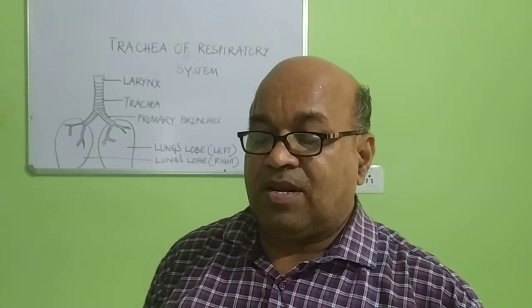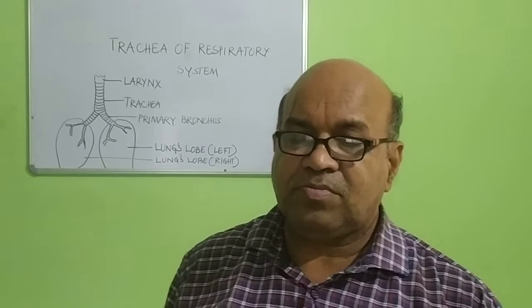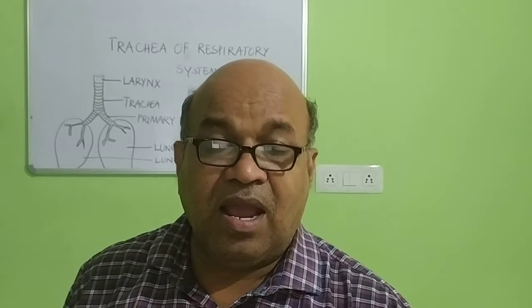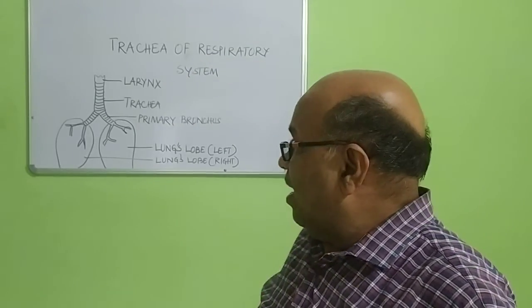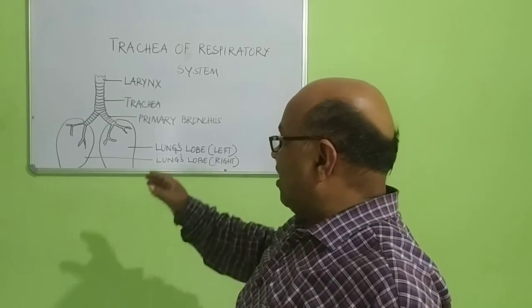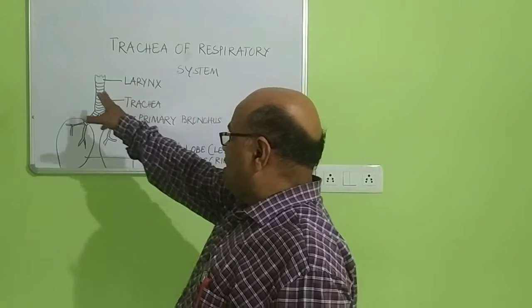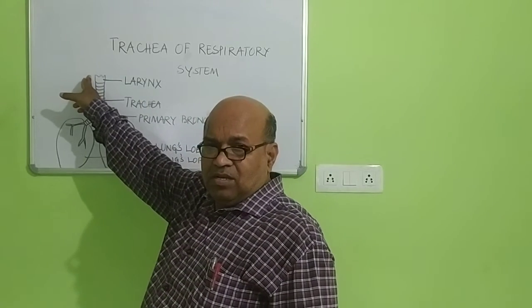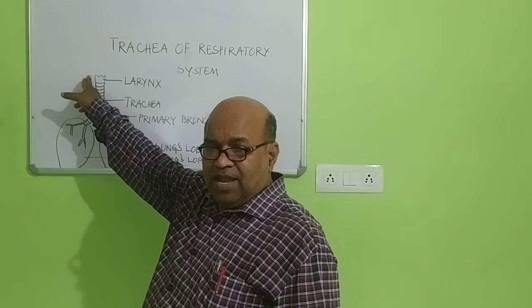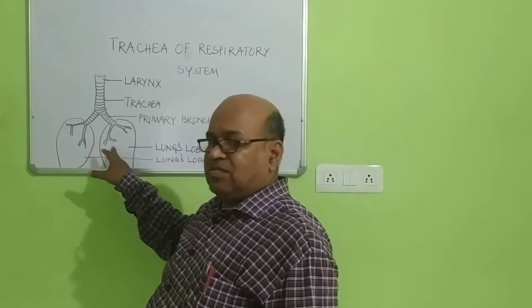The trachea, otherwise named the windpipe, arises from the larynx and ends at the bronchus or bronchi. I already plotted one diagram, and in this diagram I point out the trachea. This is the larynx, which is called the sound producing organ or voice box. And these two lobes are the lungs.